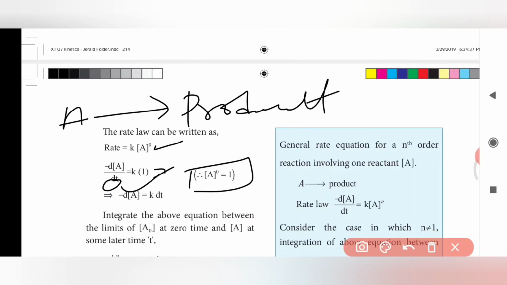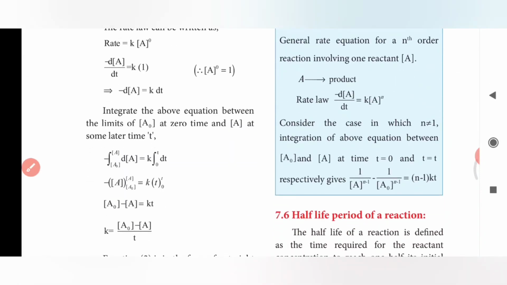Integrate the above equation between the limits of A naught at time 0 and A at some later time t. So we will get minus integral A naught to A dA equal to k integral 0 to t dt. By this, we will get minus the concentration of A from A naught to A equal to k times t from 0 to t. Here, A naught minus A equal to kt.